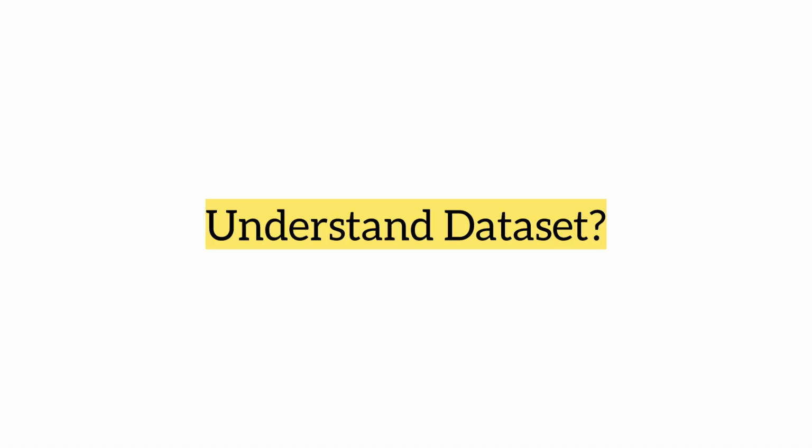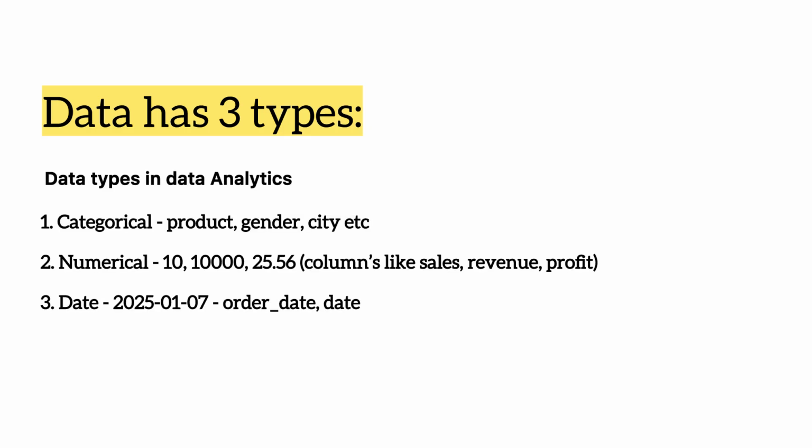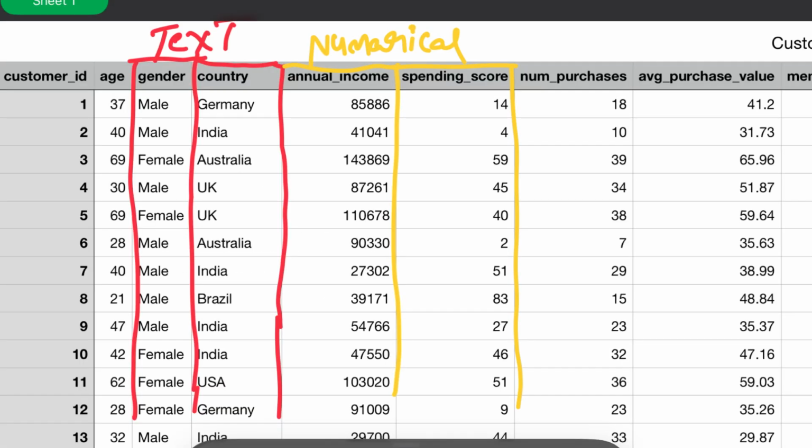Understand the dataset first. Before cleaning the data, we should understand the data types in the dataset. Data usually has three main types: categorical data, values like city, gender, or product name; numerical data, numbers used for calculations such as sales, age, or quantity. Both integer and float values are considered numerical data. Date data, values related to time, such as order date or transaction date. Understanding these data types helps us decide how to clean and handle the data properly.